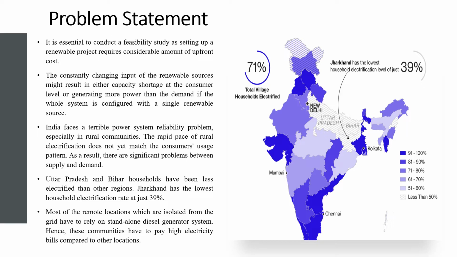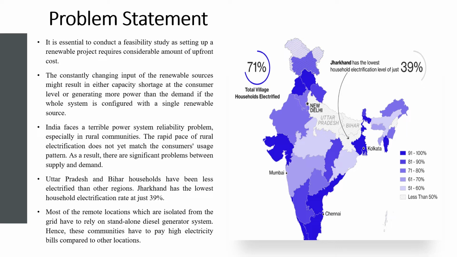And India faces a terrible power system reliability problem, especially in the rural communities. As you can see, 71% of the total village households have been electrified in India. And among those households, Jharkhand has the lowest household electrification level of just 39%. So in this project, we will focus on this remote community to develop a hybrid energy system.